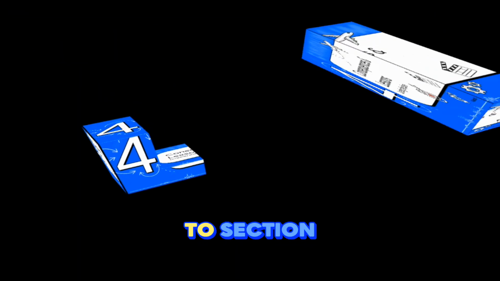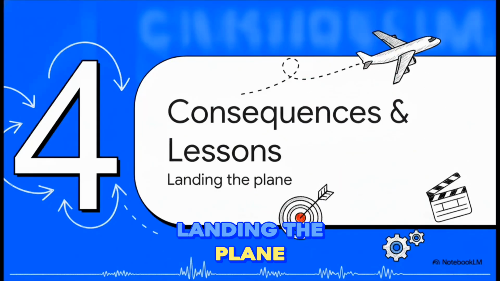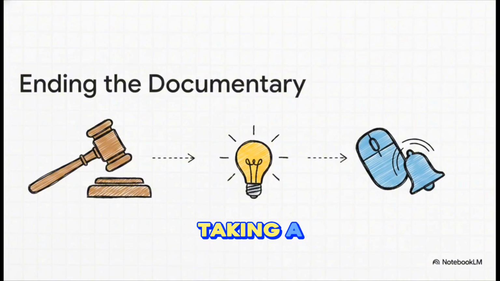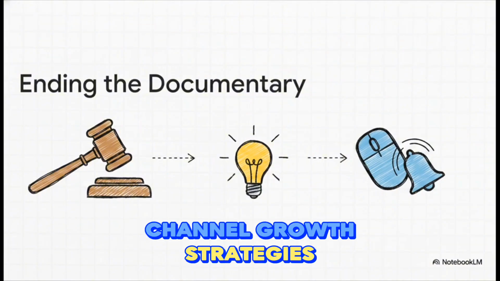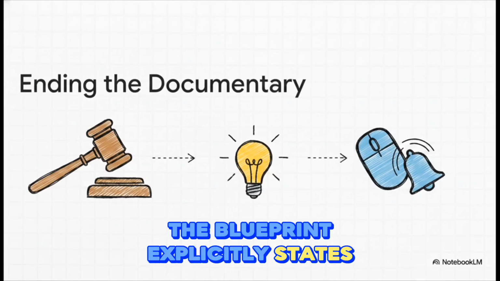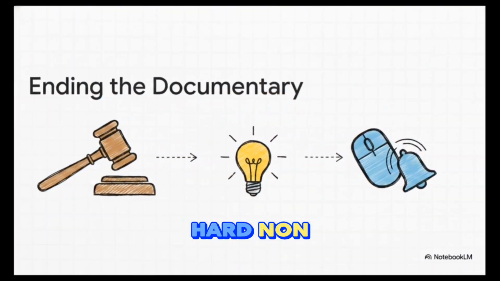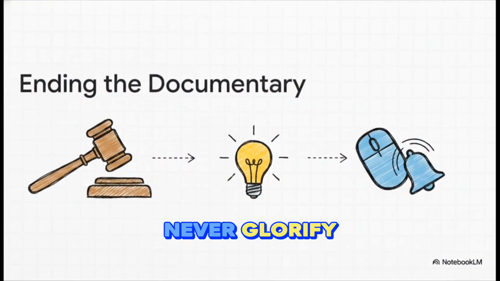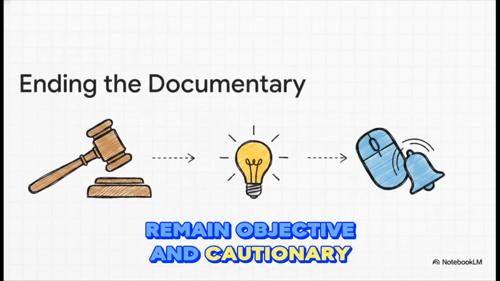And that brings us to Section 4, Consequences and Final Lessons. Landing the plane. The resolution relies on taking a firm moral stance combined with some really smart channel growth strategies. The blueprint explicitly states the writer must outline the arrests, trials, and legal outcomes if applicable. But there is a hard, non-negotiable rule here. Never glorify the criminals or teach illegal activity. The tone has to remain objective and cautionary.